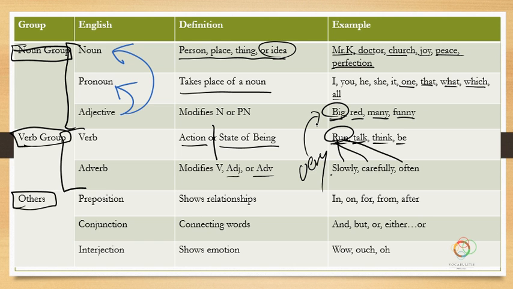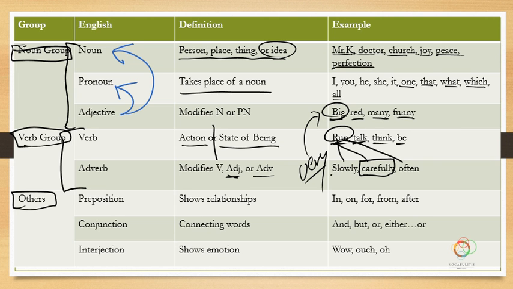I guess not very many, but very funny. Words like very are cases of adverbs modifying adjectives, and other adverbs as well. When you have, say, carefully, how carefully? Quite carefully, very carefully, somewhat carefully. So words that modify other adverbs can also be considered adverbs.